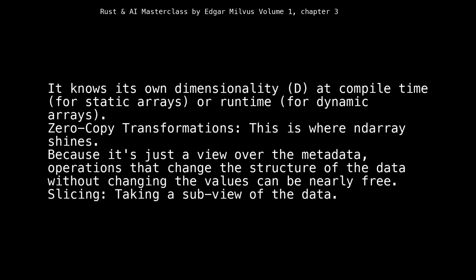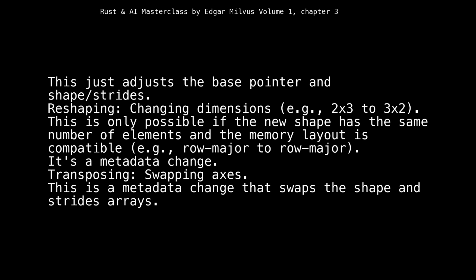Zero-copy transformations: this is where ndarray shines. Because it's just a view over the metadata, operations that change the structure of the data without changing the values can be nearly free. Slicing: taking a subview of the data. This just adjusts the base pointer and shape/strides.